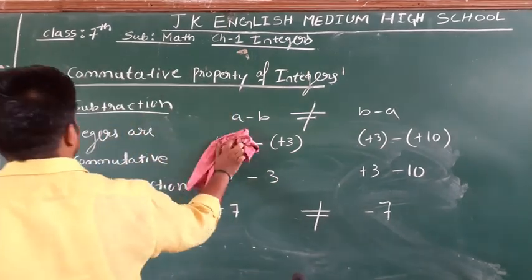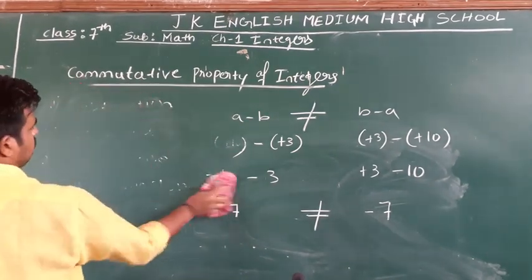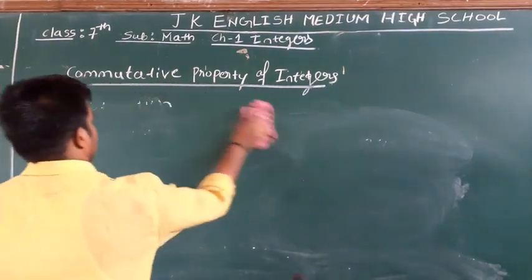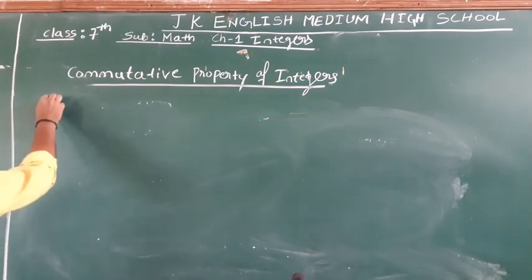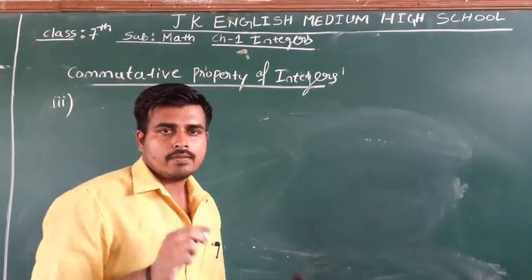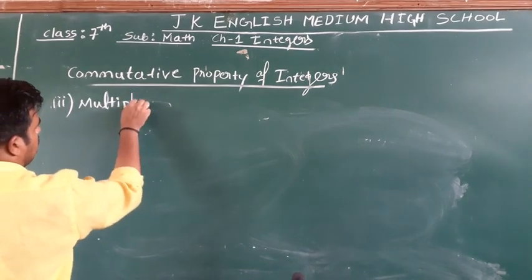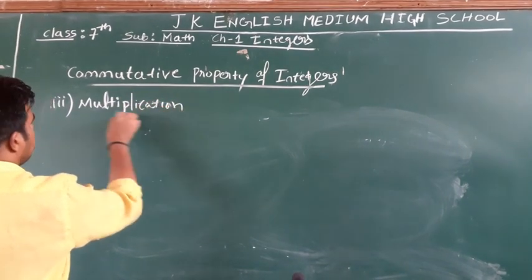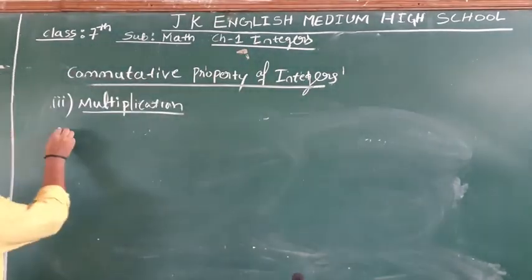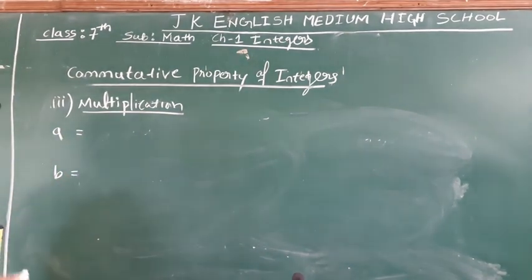Next one, I will go for multiplication. Third point in the commutative property of integers, under which operation? Multiplication. So same here. Let us choose any two numbers, a and b. Say this time I will choose one negative, one positive number.